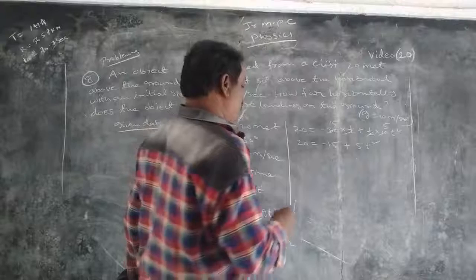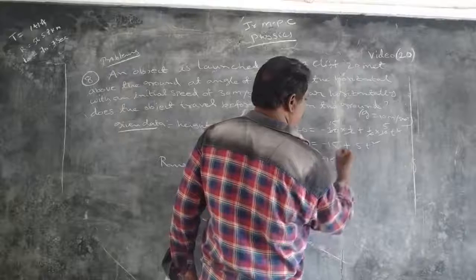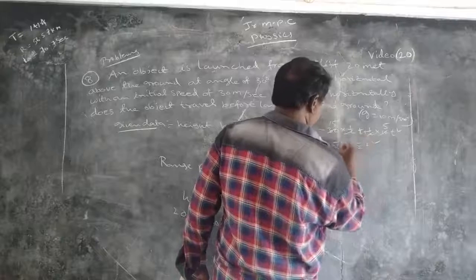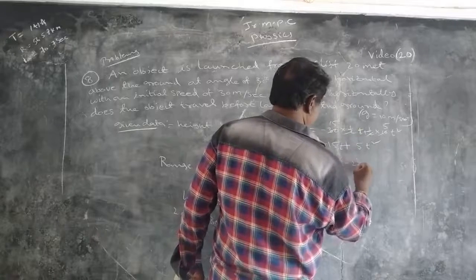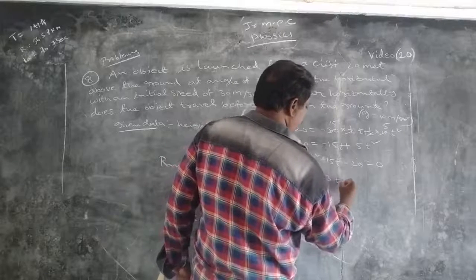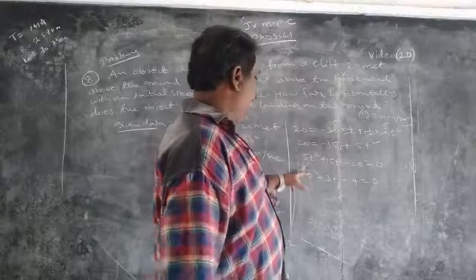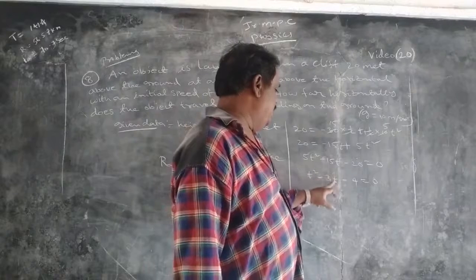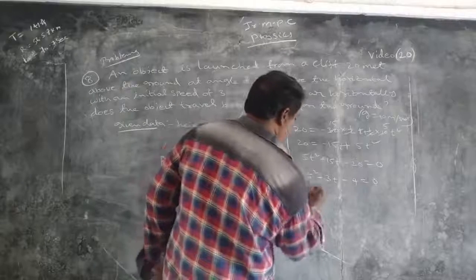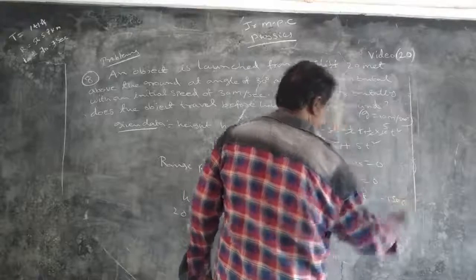Take out the 5 common, then rewrite this equation: 5t square minus 15t minus 20 equal to 0. Then it becomes t square minus 3t minus 4 equal to 0. On solving, t is equal to 4 seconds and t is equal to minus 1 second from the quadratic equation.